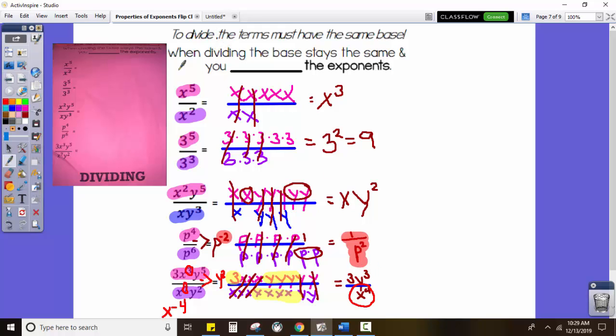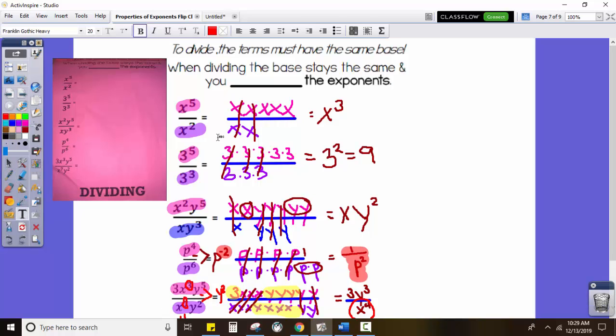Okay, so go ahead and fill in the top. It says to divide, the terms must have the same base. And when dividing, the base stays the same and you subtract the exponents.